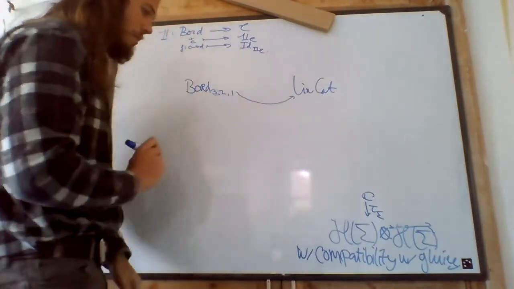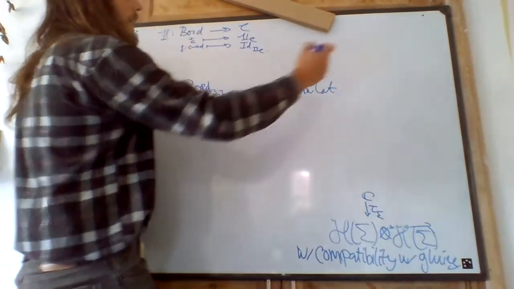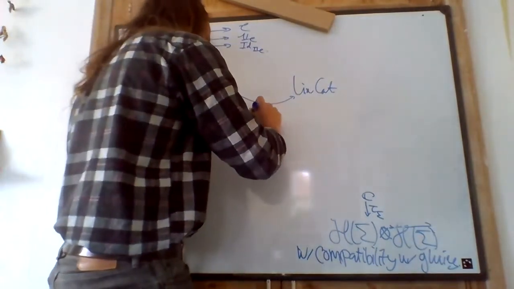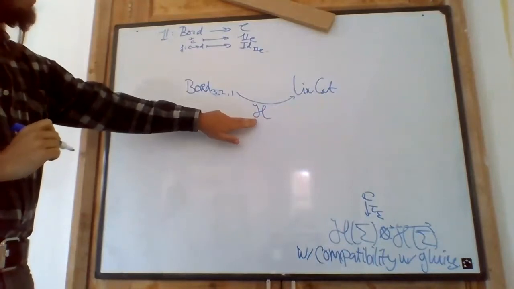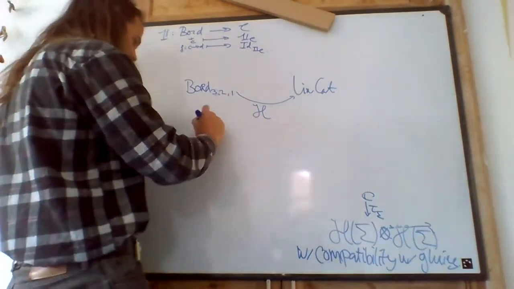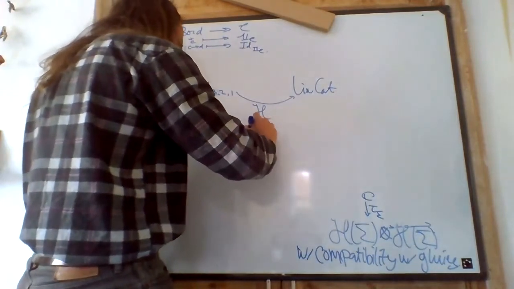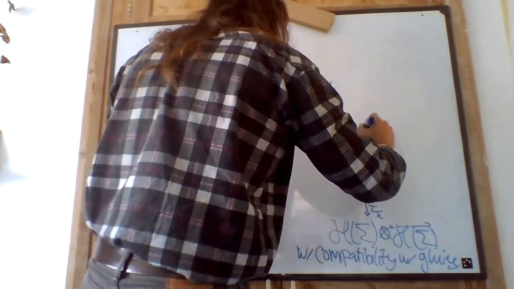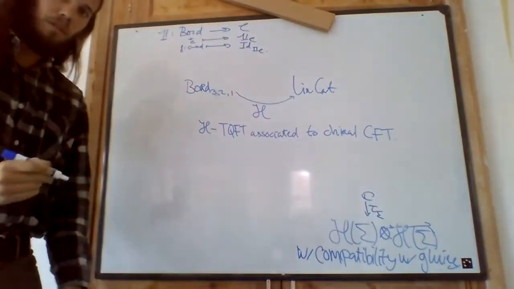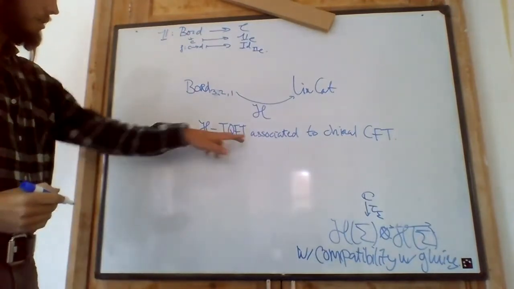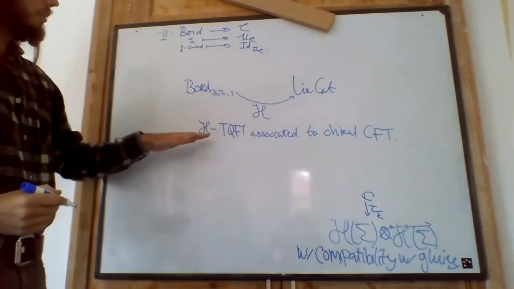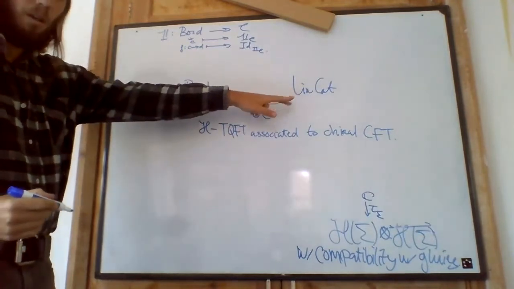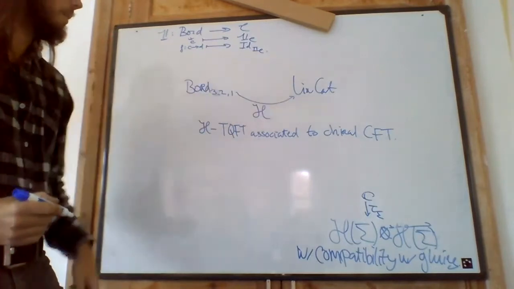I didn't introduce this notation, that's a bit annoying. So let me denote by H the TQFT. So H is the TQFT associated to the chiral CFT. I was meaning to introduce that notation earlier, but I forgot. So in particular, it assigns to a surface sigma, which is an object in here, a vector space. The morphism spaces in here are vector spaces.